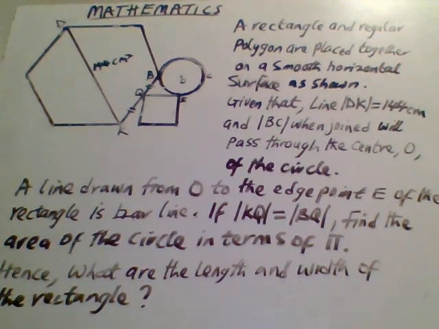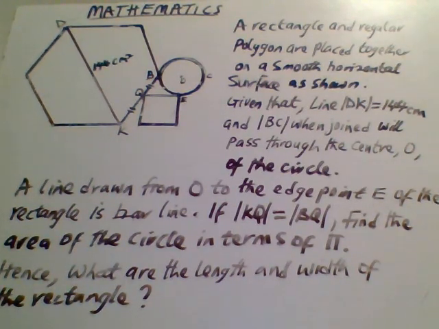Alright, good day, student. As you can see, you are given a geometrical problem. In this case, a rectangle and a regular polygon are placed together on a smooth horizontal surface as shown in the figure. Given that line DK is equal to 144 cm and BC, when joined, will pass through the center O of the circle.